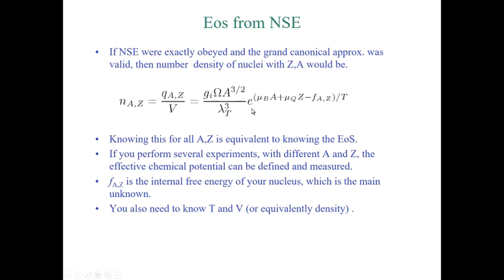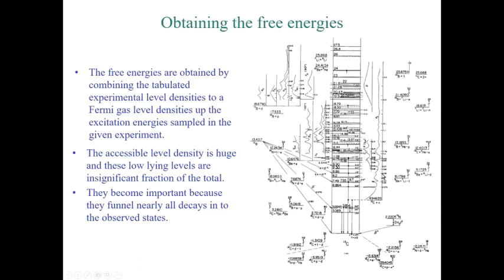So you can parameterize it. I would prefer to do neutron number, proton number, and then there's the internal level density or free energy of the fragment, combined in a fragment. So if you can know this function here for every single fragment, it's equivalent to knowing the equation of state. That's just a fact. If you perform several experiments with different A and Z, you can define the chemical potential, and the internal free energy of your nucleus is this quantity, which is the main unknown at very high excitation. You may even need to know the temperature and the volume, or equivalently the density.